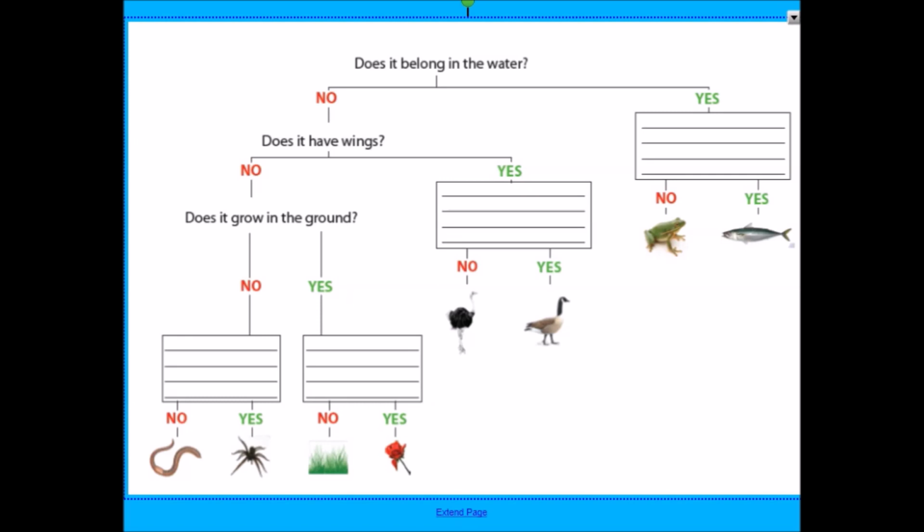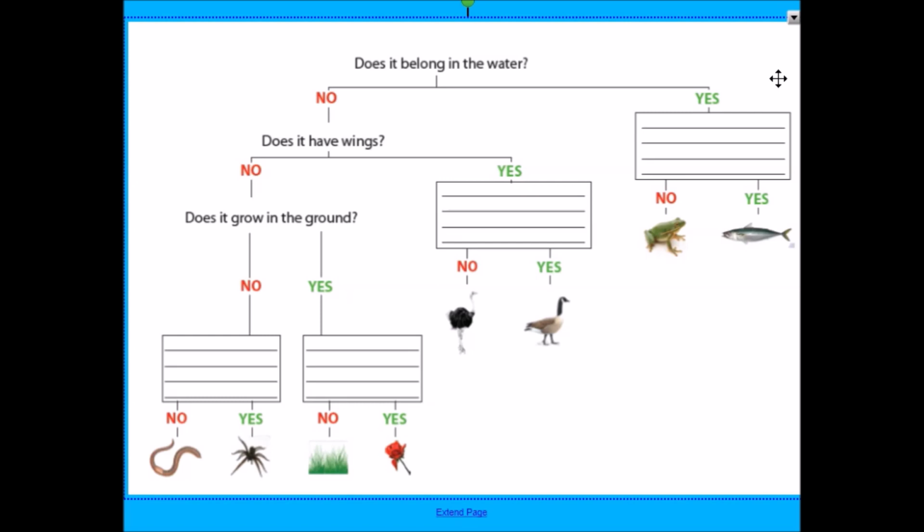So in activity 2, you've actually got to write the questions. Remember, when you're writing a question, you begin with a capital letter, you begin with a question word, and you end with a question mark. I'll help you with one of the examples. Let's look at these 2 creatures here. We have a fish and we have a frog. So, does it belong in the water? Yes. So our branch takes us over towards the right.